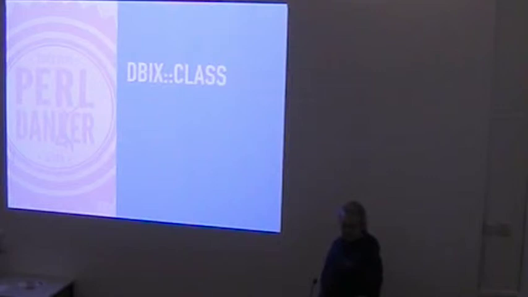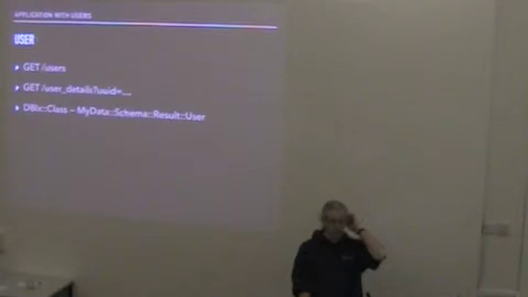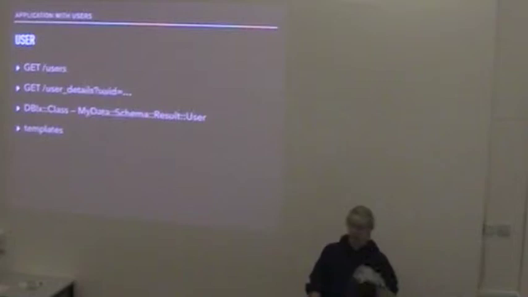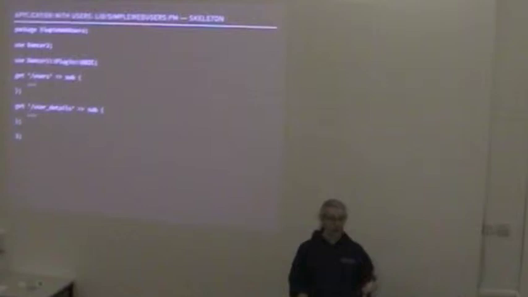Let's make it more interesting. Let's make something dynamic. Let's do some DBIx::Class stuff here, because you want to have a database connected to the thing, and it will be clear why. So this user thing will have a route get users, and we're going to get some details of a specific user. We're going to do some stuff with a schema for a specific user. We're going to show you how that's looking like. We're going to have different templates and a different configuration. So the sample web users API, Dancer application.